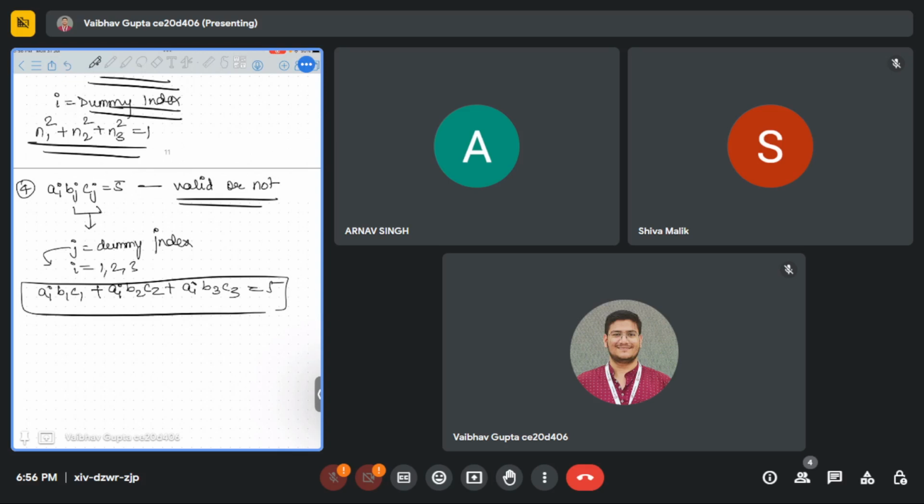Okay. So first you have to check whether the expression is valid or not. Second, you have to check which index is dummy. Third, you have to check which index is free. This type of questions are there in the tutorial and your assignment also.